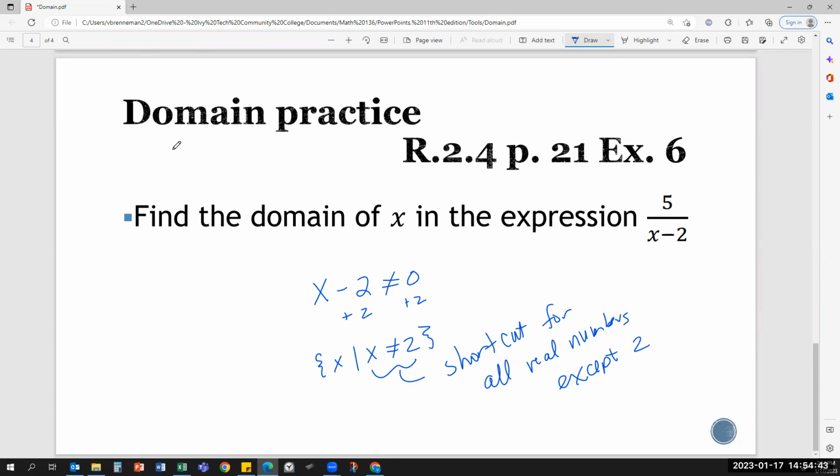So that's domain for now. You'll see more of it in the course, but this is just the basics of what you need to know ahead of time.